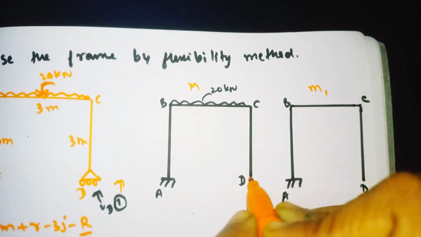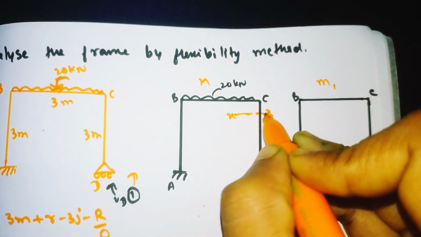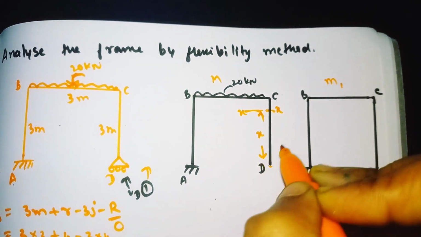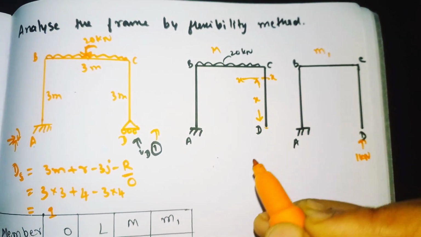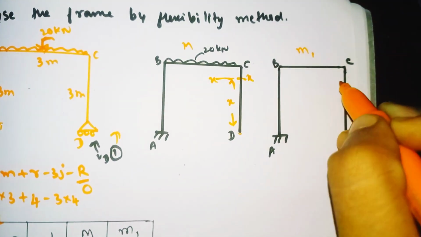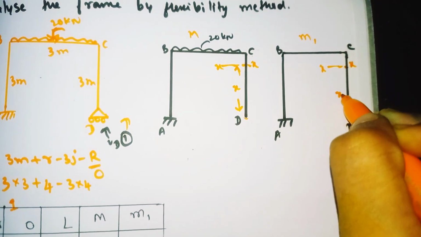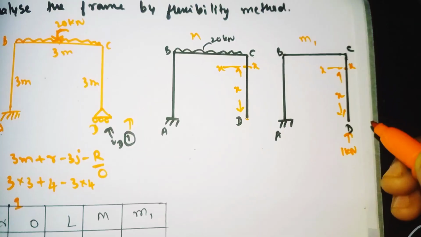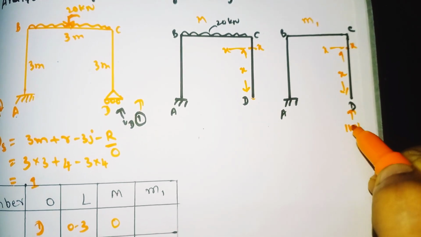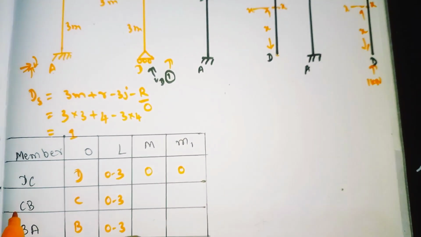So I have taken the origin as D. It means we need to cut the section x-axis away from the origin D at a distance of x. From here to here is x. So here there is no load, so our M becomes 0. Similarly for M1, if you cut the section x-axis away from the origin D at a distance of x, this 1 kilonewton is acting axial to this, so moment becomes 0. M1 becomes 0 for DC.